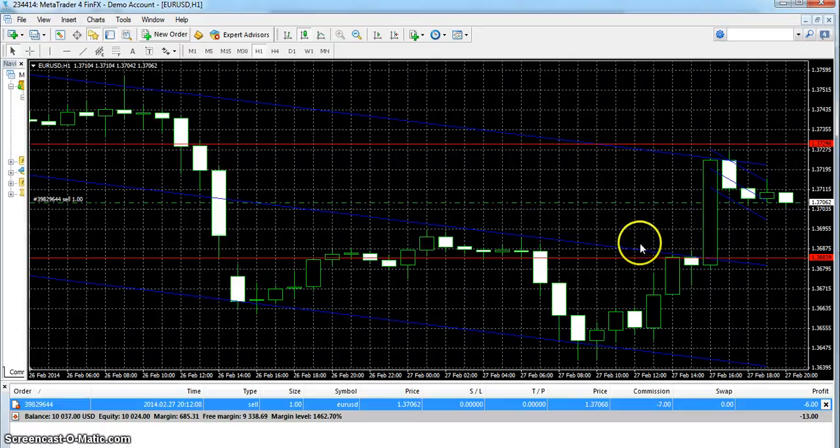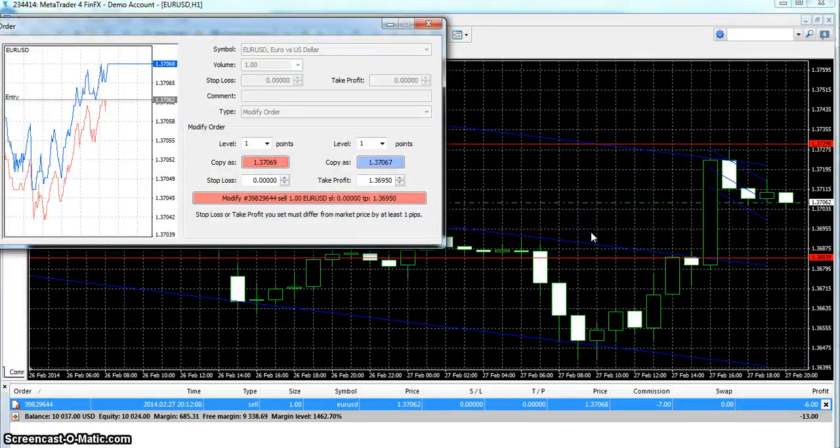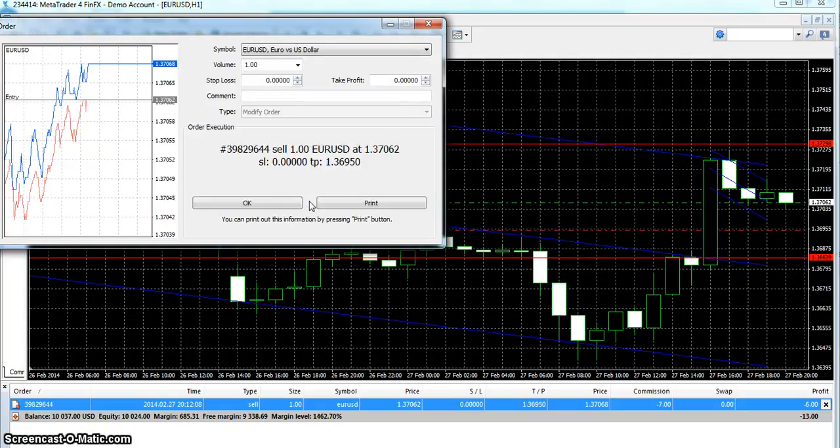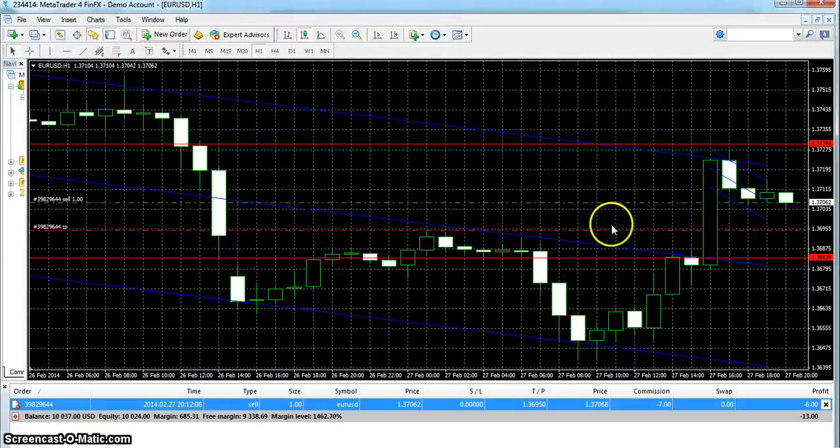Now, there's a couple of different ways you can do it. You can simply drag this line. So here we've got our sell in. If we were to drag it down, that is our take profit. Basically, I can walk away from my computer, and as soon as the market approaches my take profit line, it will take me out of the trade.